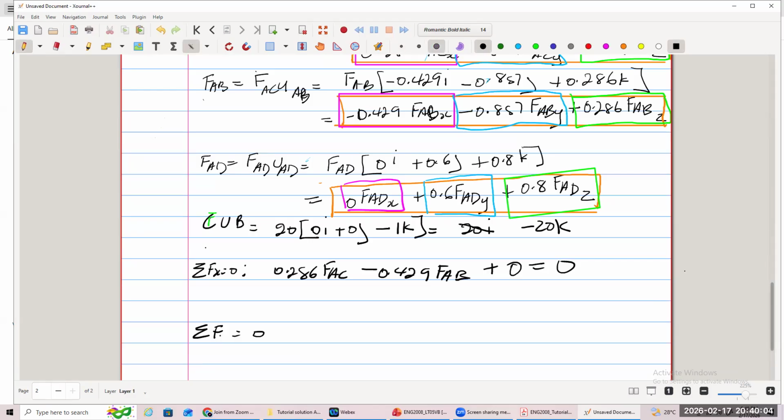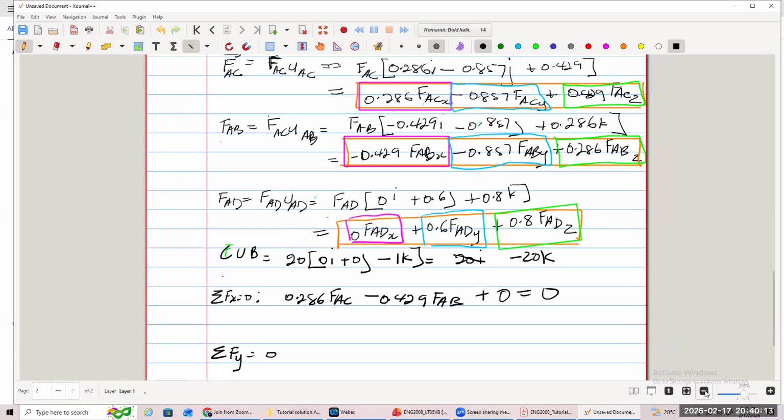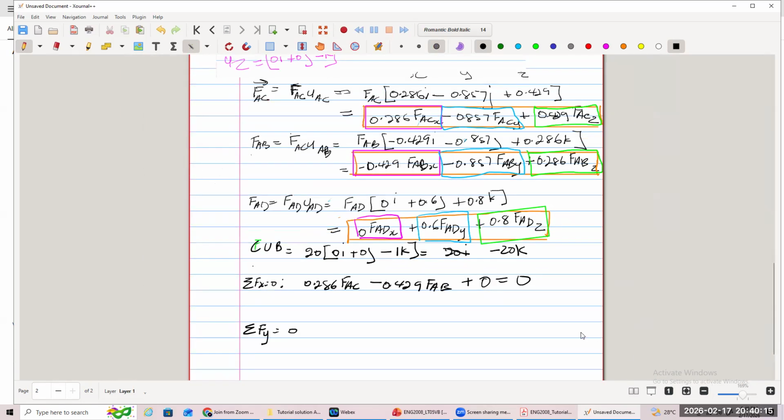And for the y, similarly. So for the y, it would be, let me see if I can find them. Not too far. So for the y, that's for the y components now. It would be minus 0.857 F AC. That's one of the line for y.